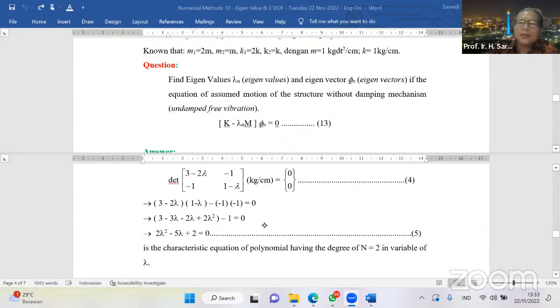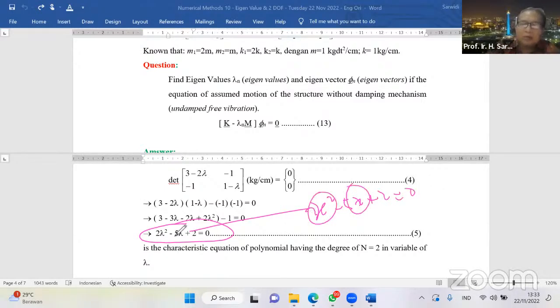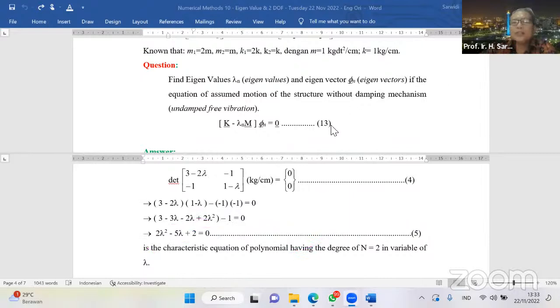So you have the polynomial equation, this one. Maybe you are familiar with this by using 2x squared minus 5x plus 2 equals 0. Usually it is x, but now it is lambda, because the symbol of the eigenvalue is lambda, which is related to the angular frequency squared of the vibration.